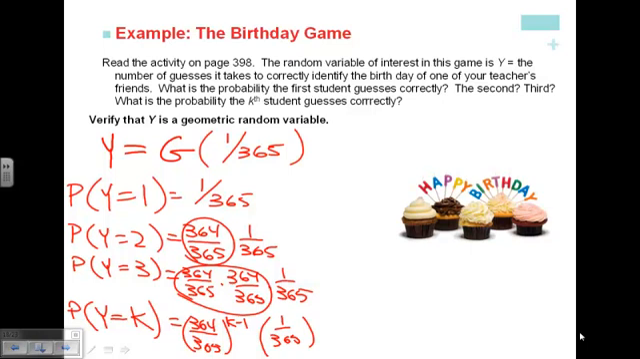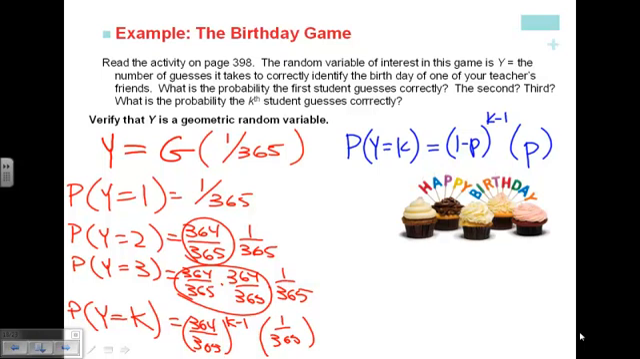This is the one for the birthday problem. Here is the formula in general. If we are in a geometric distribution, the probability of having your first success on the kth try is 1 minus p, that's the probability of failure, to the K minus 1, that's how many failures we had, followed by our 1 success, p.